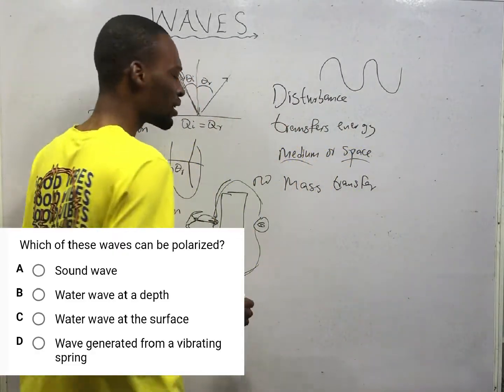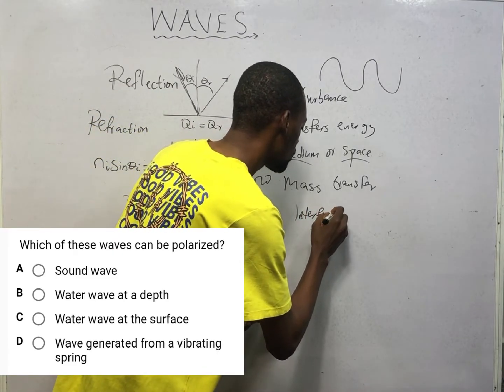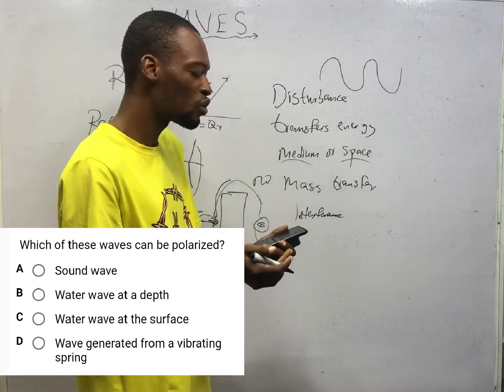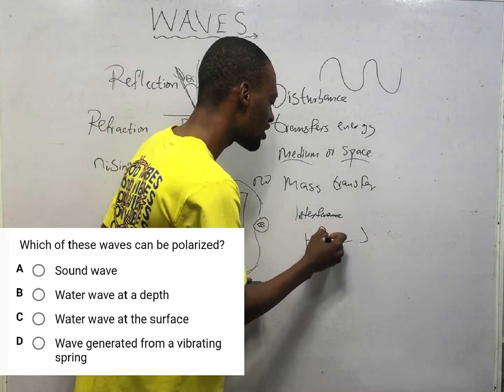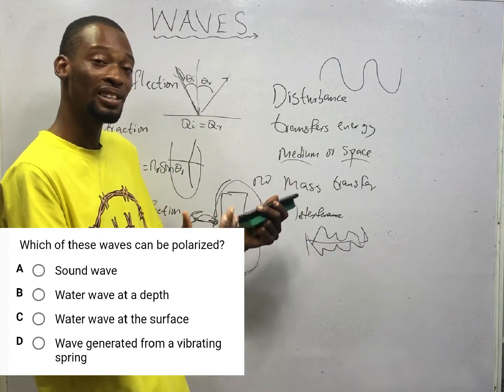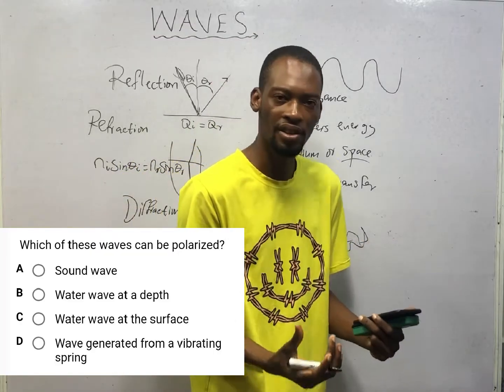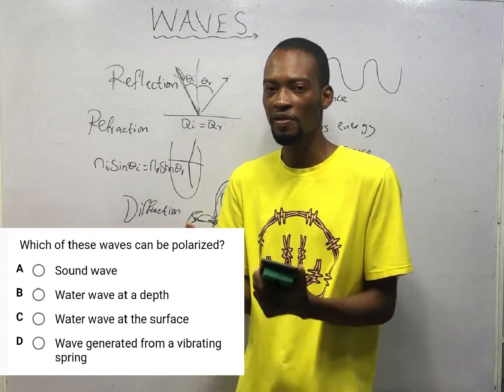Another property of waves is interference. Interference is when waves join together. Waves from different sources, as this is coming here, this other one is coming here, so they join or they get smaller. That is interference. Interference can be constructive or destructive.